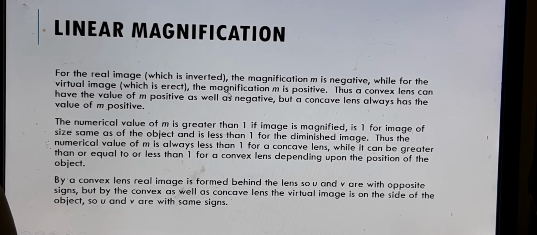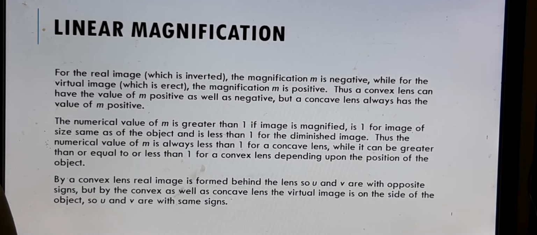While for virtual images, you know that we get an erect image, an upright image. So both the object and image will be above the principal axis. So we have to take a positive sign. So a virtual image has a positive magnification while real images have a negative magnification. Thus a convex lens can have the value of M positive as well as negative.